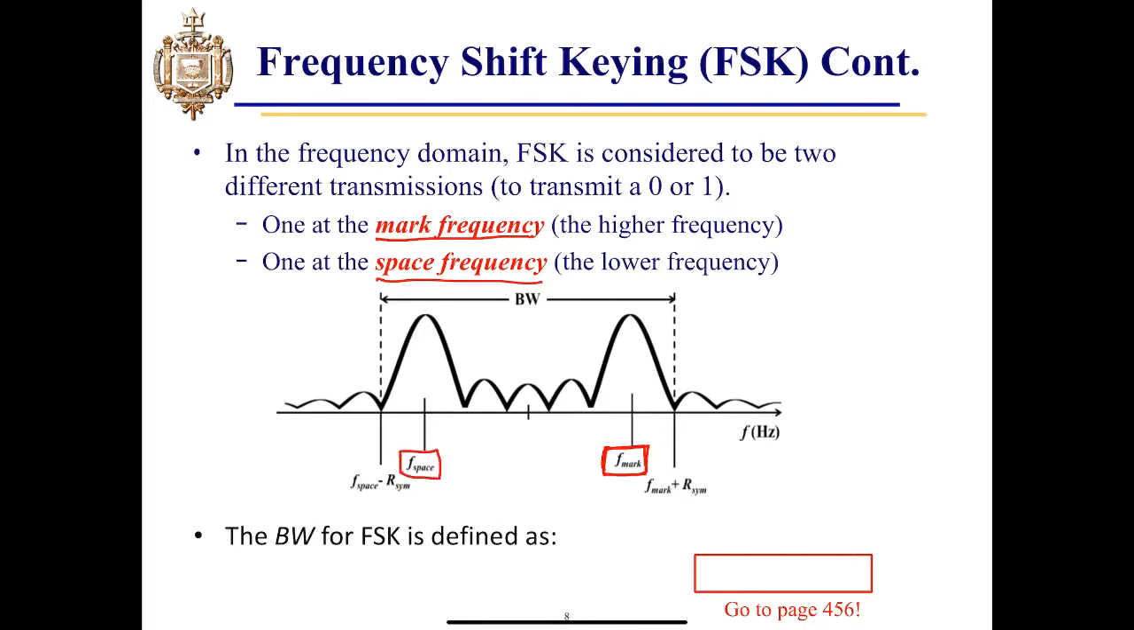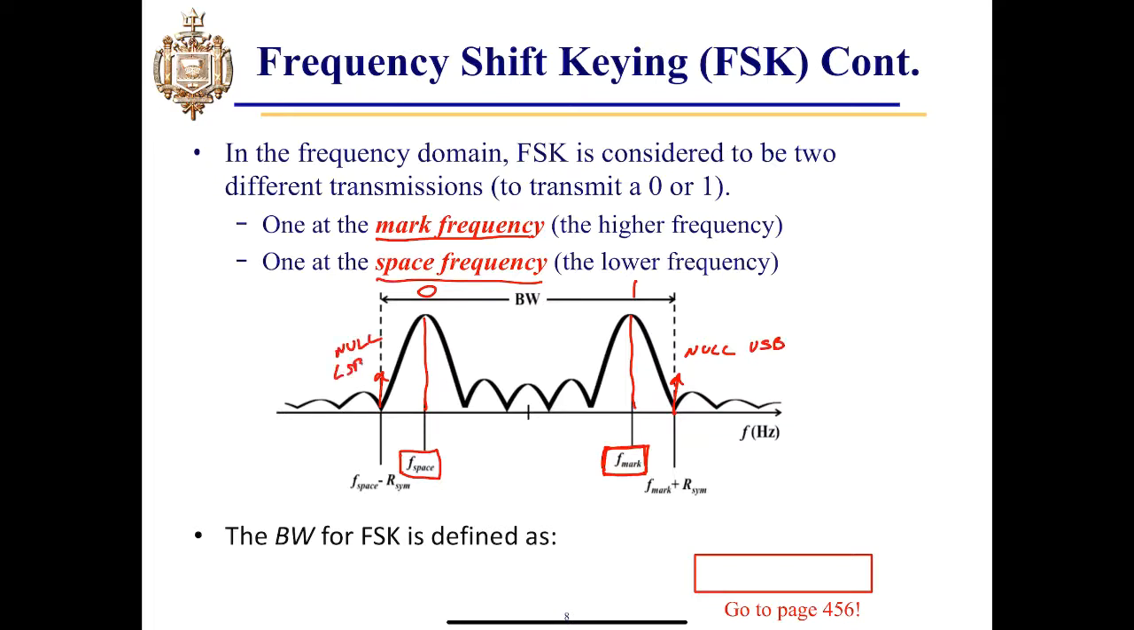Since we're using two different frequencies, you see two distinct spikes here. Those are the two frequencies that we're shifting between to represent a 1 and a 0. The bandwidth equation for frequency shift keying is sort of the same thing that we did before, but we're going to take the first null to the right of the F mark, to the null to the left side of the lower sideband.